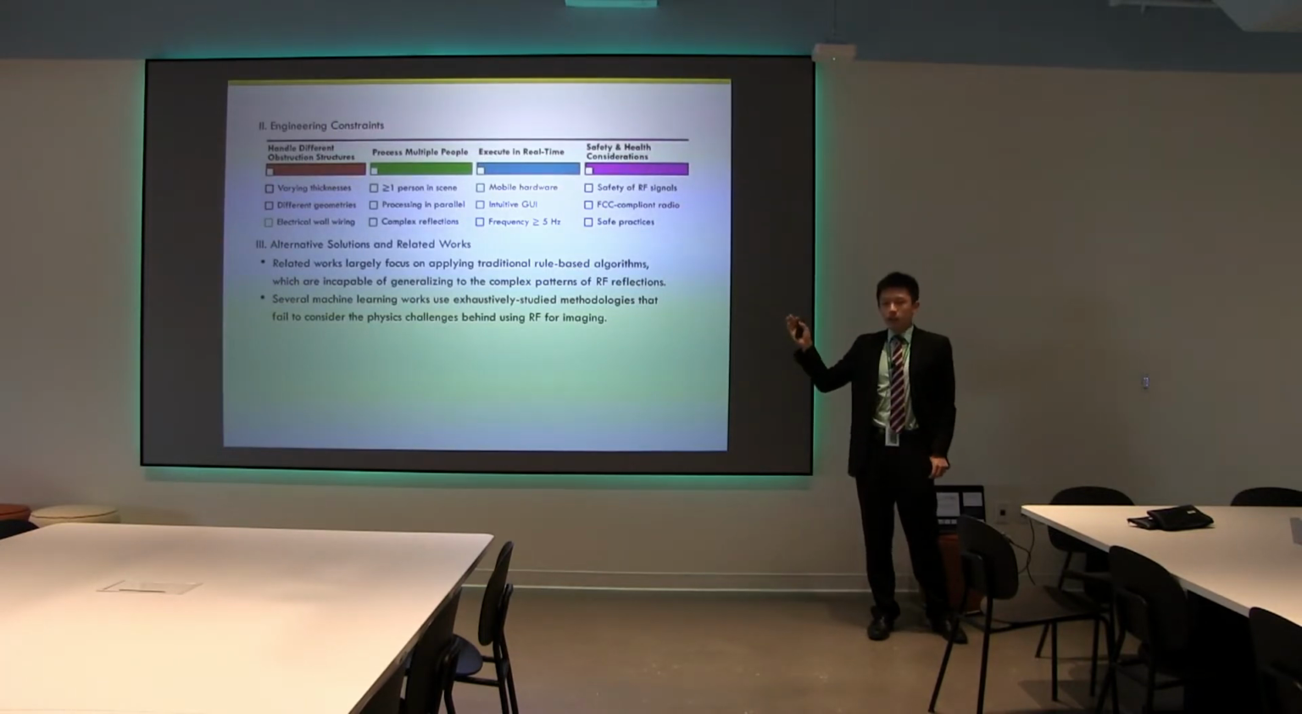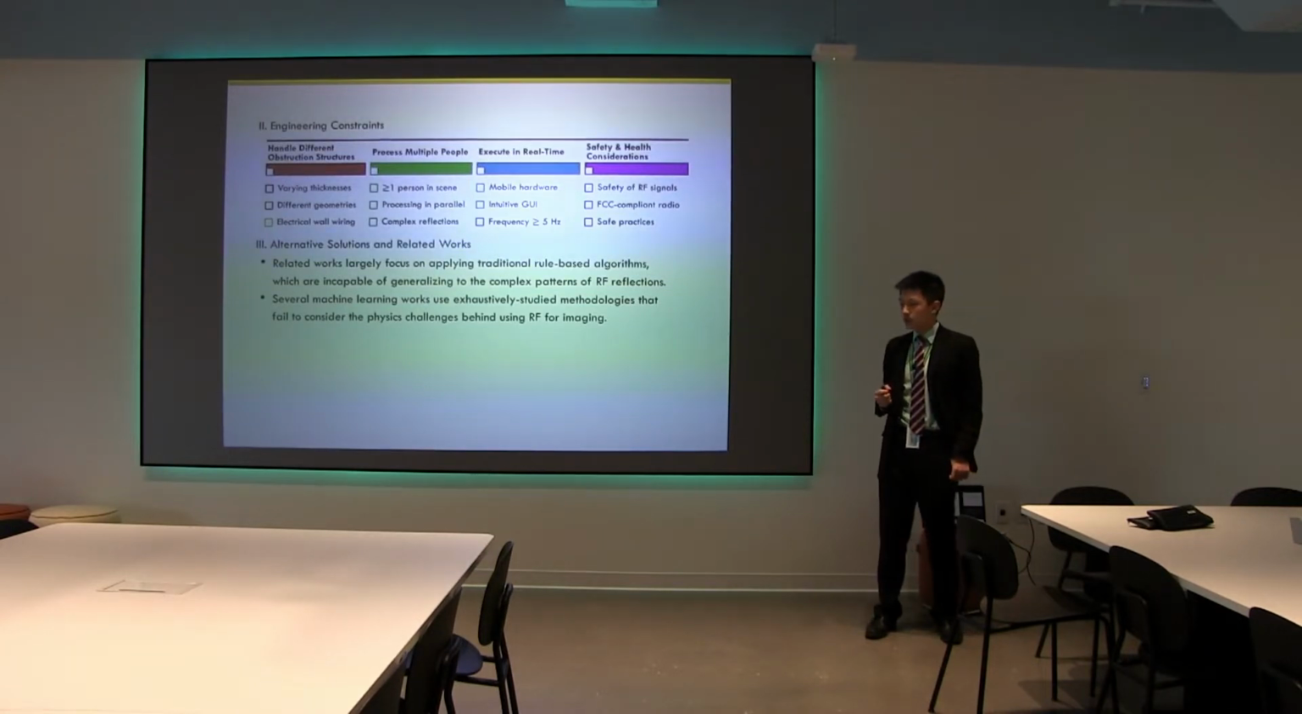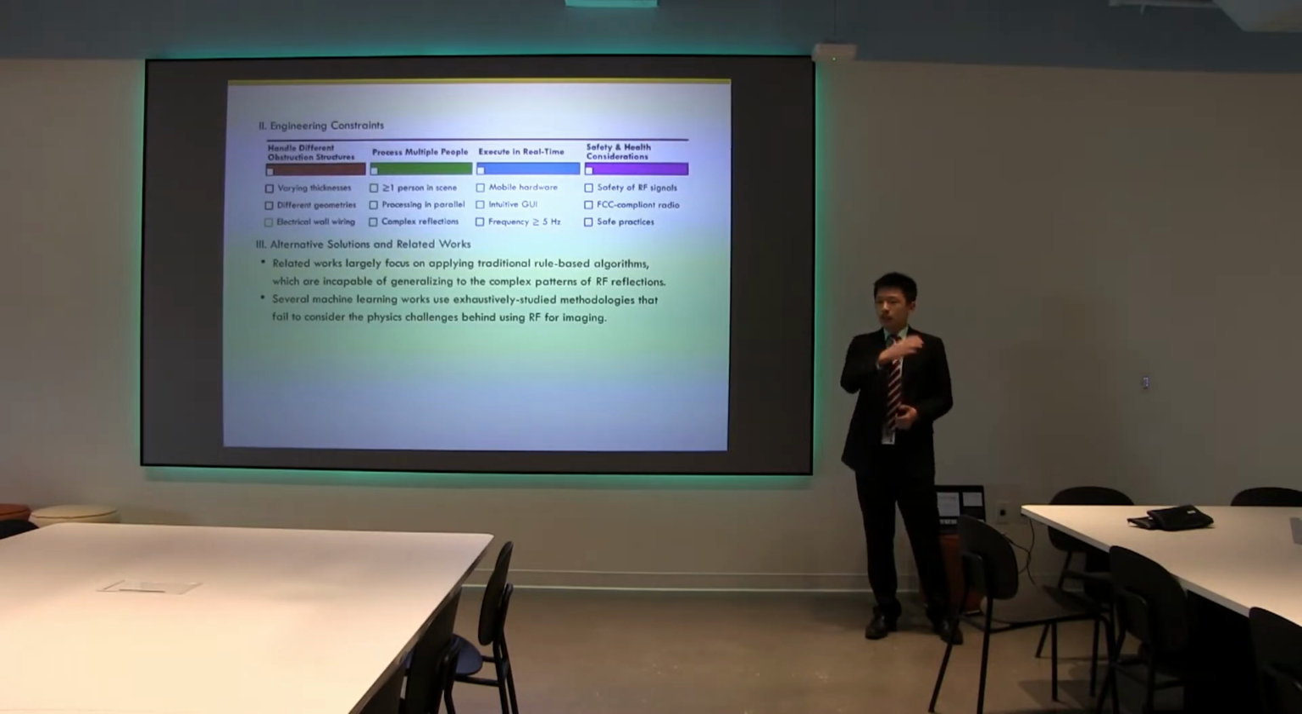And then finally, we explore some alternative solutions or related works. The story goes that about 10 years ago, people from MIT started investigating this idea of using radio frequency signals as an imaging wave in addition to a communication wave. And so 10 years ago, they started developing hardware for this. They started looking at the different physical phenomena that occur when you try to use RF as an imaging wave.